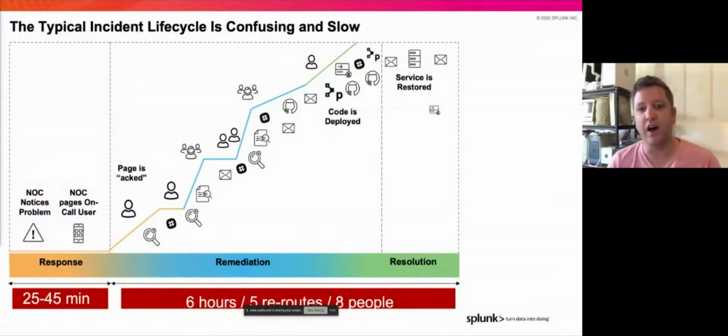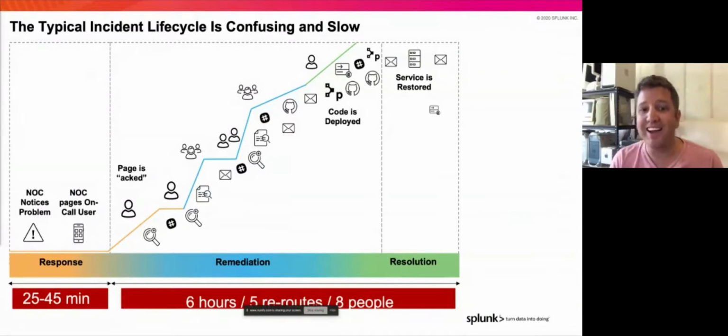So this is a micro study done with actual customers who have gone from a traditional NOC type infrastructure to the SRE model. What you see in the traditional model, and this can range widely based on applications, is an average of 25 to 45 minutes just to find the right person. Once you find the right person, you see an average of 6 hours of effort, 5 reroutes, meaning you send it to somebody else, and a total of 8 people involved in the resolution.